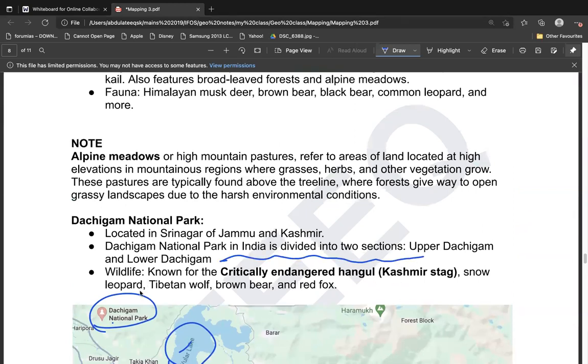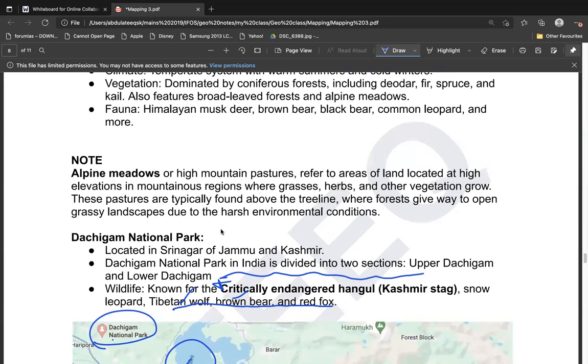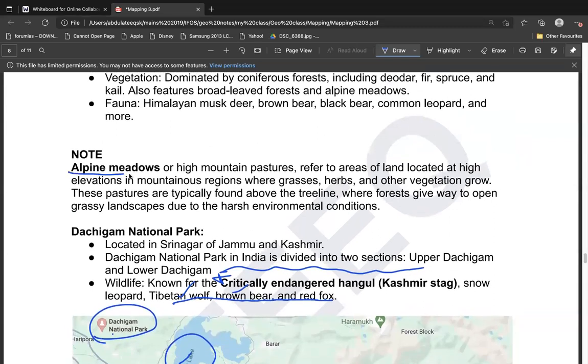Kashmiri stag, and just have an idea of the rest of the animals. You don't need to memorize them. The points which have stress are the important things; for this you can just have an idea. Brown bear, Tibetan wolf, the snow leopard was also found here. Only this much. Okay, so I have mentioned the vegetation, the alpine meadows.